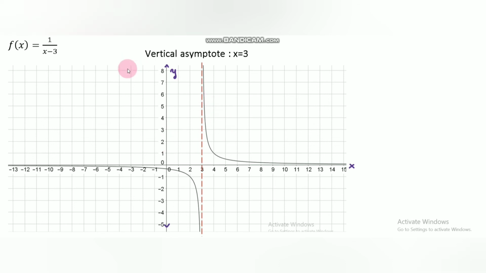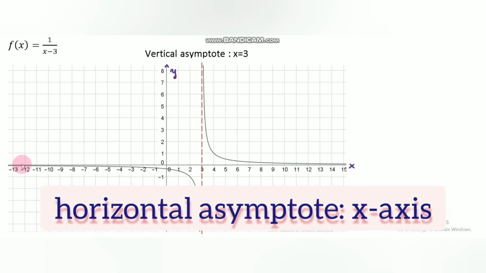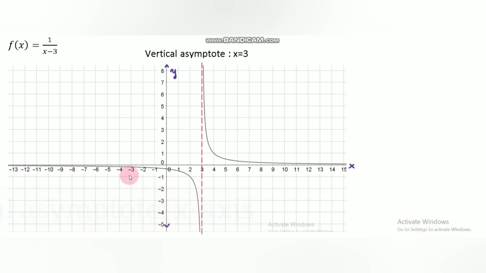And then there is also a horizontal asymptote. The horizontal asymptote is the x-axis itself. When your curve goes to extremely large positive values of x, it gets closer to the x-axis. It gets closer gradually, but never touches. And if it goes to the left, it also gets closer to the x-axis but never touches. So that is the graph of a reciprocal function.